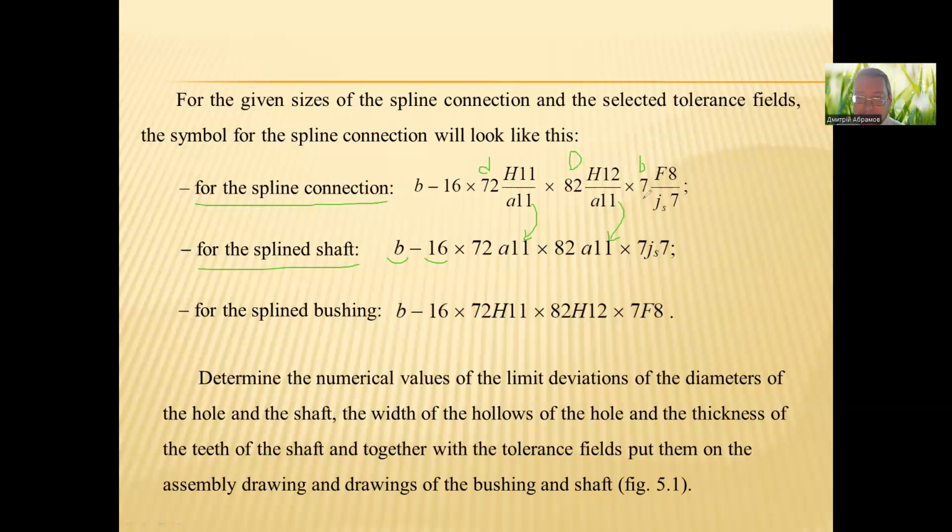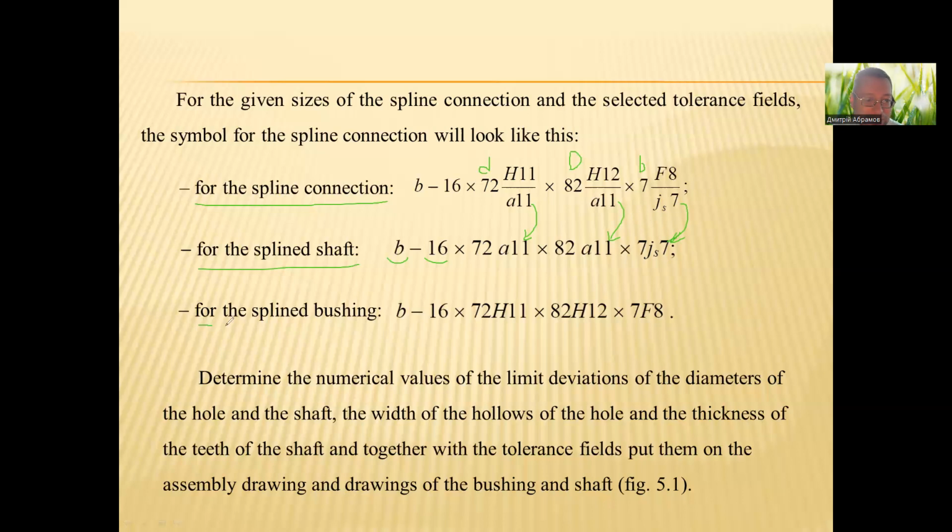And this last place, it's b, it's equal to 7 millimeters, and js7 is the tolerance field of the shaft on b, on the width of the tooth. Width is equal to 7 millimeters, and the tolerance field is js7.